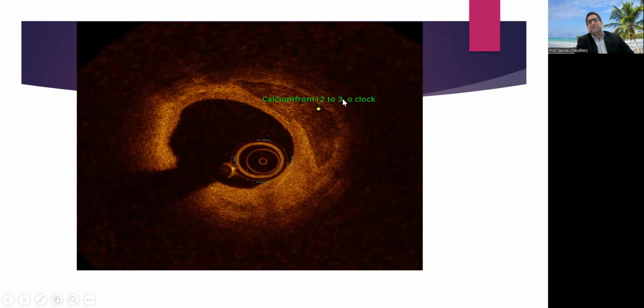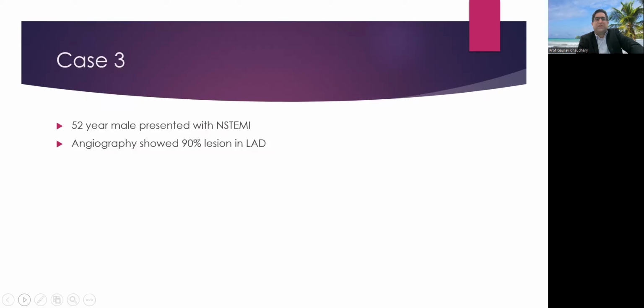So it is well circumscribed, and there is less signal attenuation as compared to lipid, and the margins are very clear. So it is almost a seed-like appearance that I often say, that seed-like appearance with good borders is calcium. So we have to be careful, because many times sheet calcium and nodular calcium both can be problematic, although nodular calcium is more notorious.